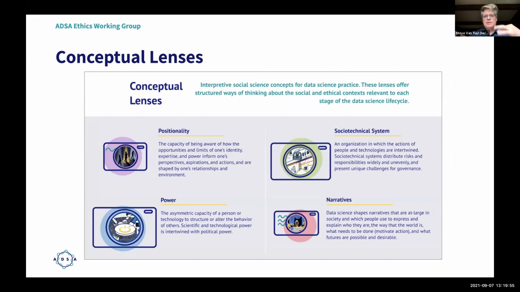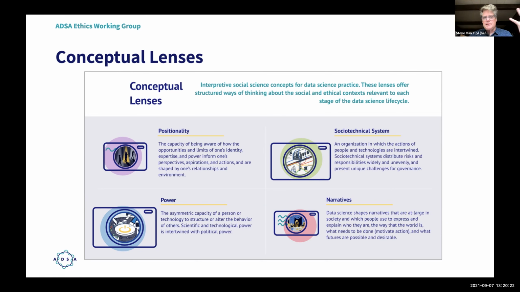And those questions tend to all be framed in the context of these conceptual lenses, right? So these are ways that our sociologist friends who are on the working group can package perspectives on how we think about a particular research project or a particular phase of the research life cycle.